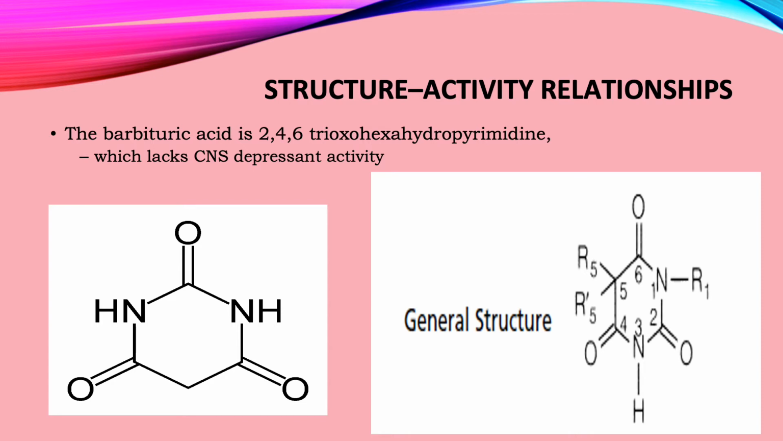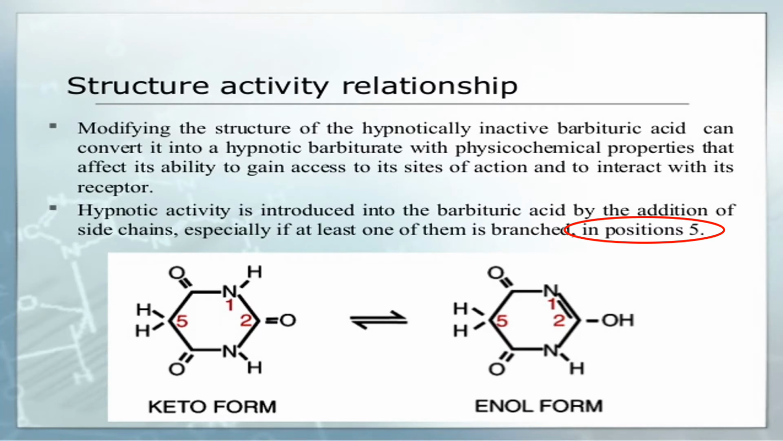The metabolism generally follows an ultimate or penultimate oxidation pattern. N-methylation decreases duration of action by increasing the concentration of the lipid-soluble free barbituric acid. Modifying the structure of the hypnotically inactive barbituric acid can convert it into a hypnotic barbiturate with physicochemical properties that affect its ability to gain access to its sites of action and to interact with its receptor.